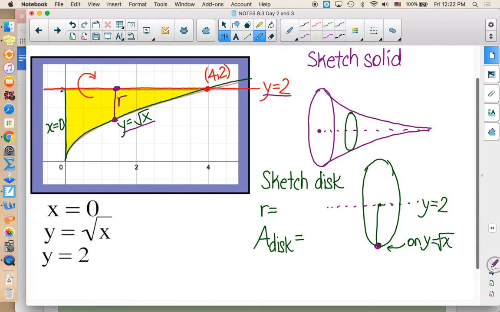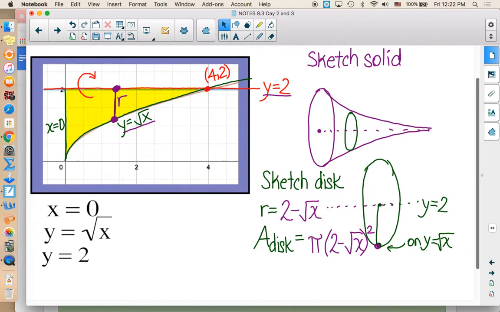If they're not expressed in the same terms, meaning if one's in x and one's in y equals, you may need to rewrite functions. We're in good shape here. So our radius comes from the value 2, subtracting the value that comes from that square root of x function. So high curve minus low curve gets that length. So the area for the disk is the area of a circle, pi times our radius, quantity squared.